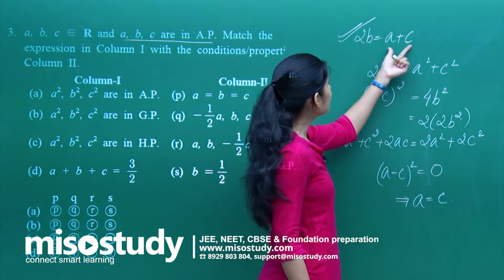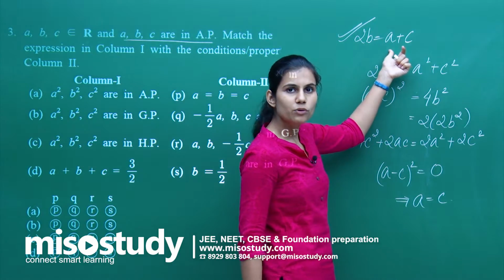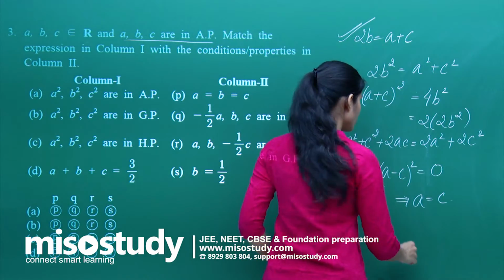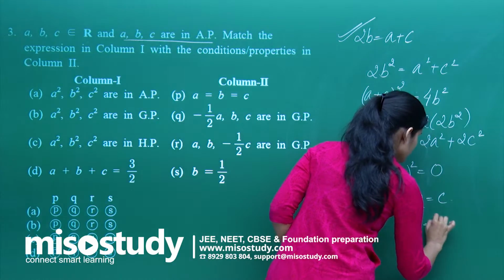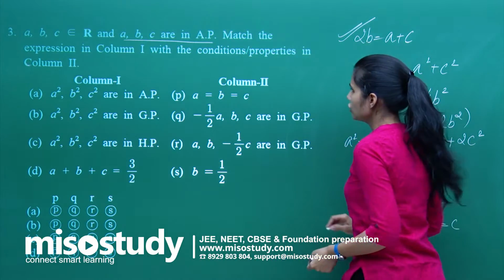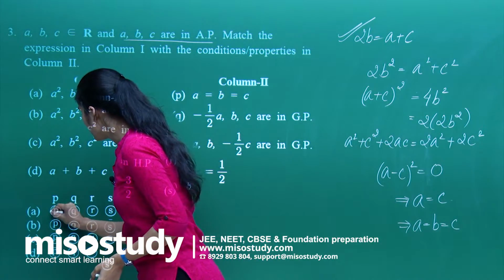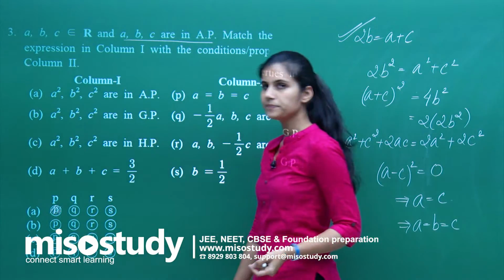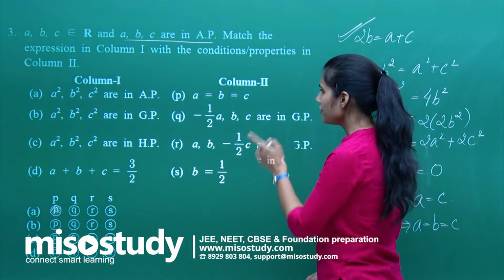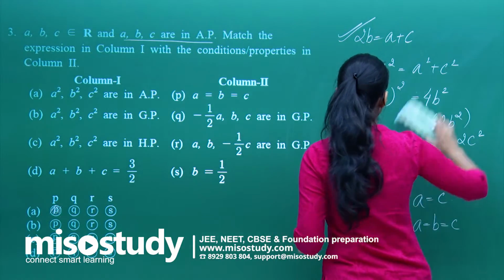If a comes out to be equal to c, again b comes out to be equal to a, equal to c. So you basically get a equals b equals c. So the first point gets matched to P. So corresponding to a, you basically shade P. Clear?